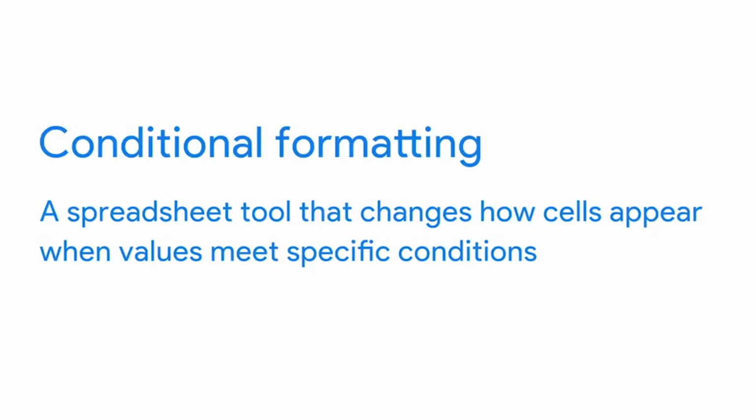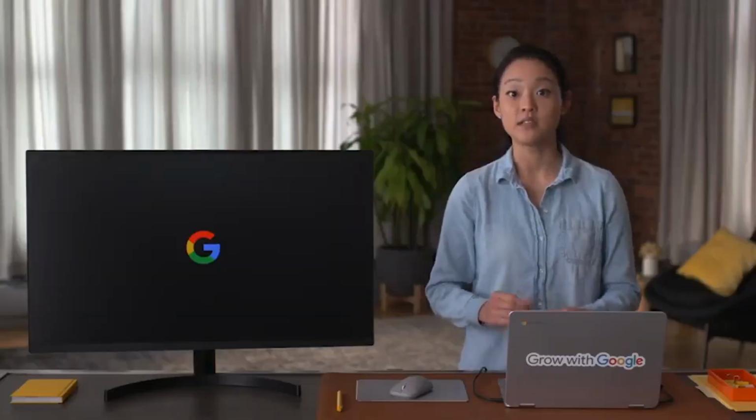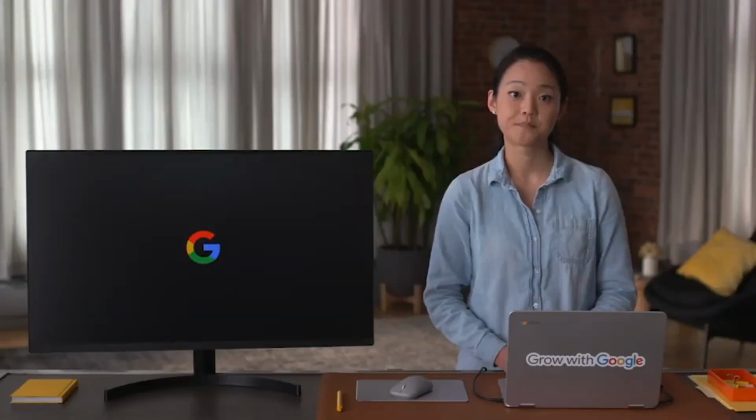The first is something called conditional formatting. Conditional formatting is a spreadsheet tool that changes how cells appear when values meet specific conditions. Likewise, it can let you know when a cell does not meet the conditions you've set.